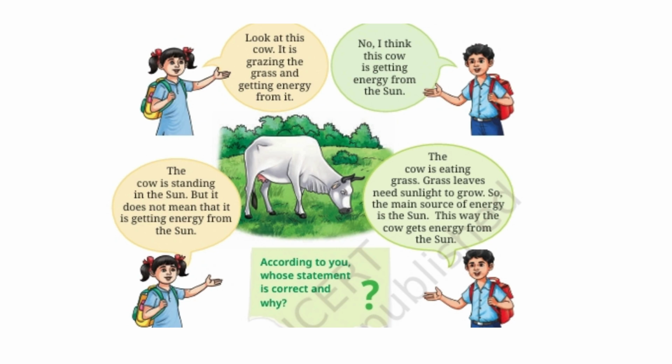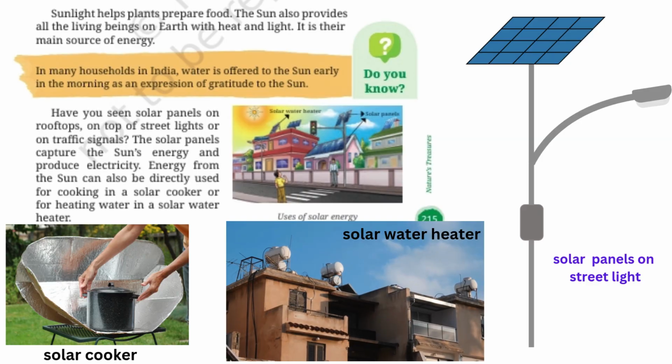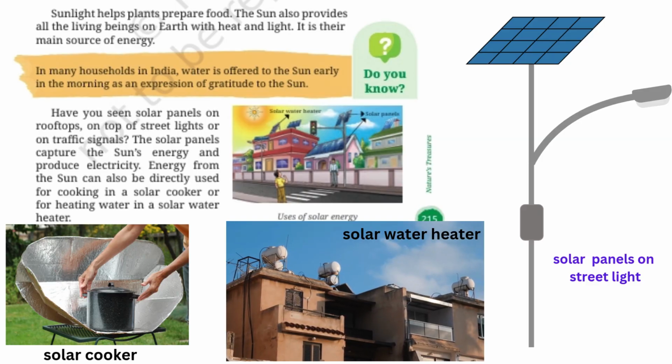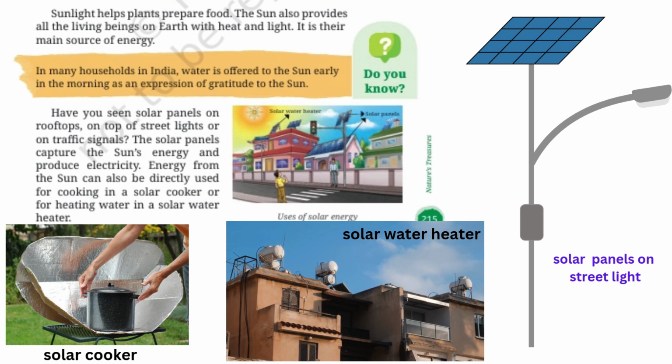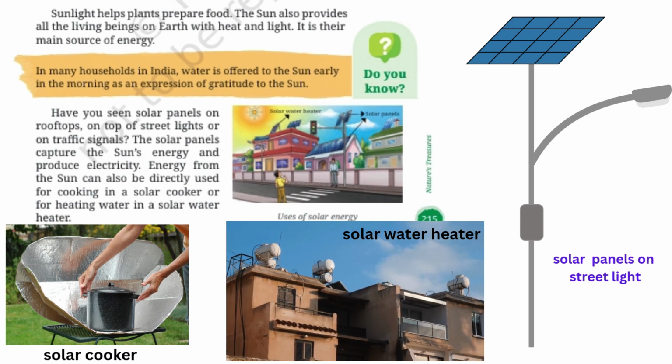According to you, whose statement is correct and why? According to me, all these statements are correct. Sunlight helps plants prepare food. The sun also provides all the living beings on earth with light and heat. It is the main source of energy.